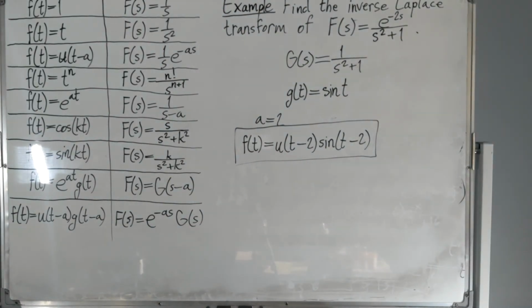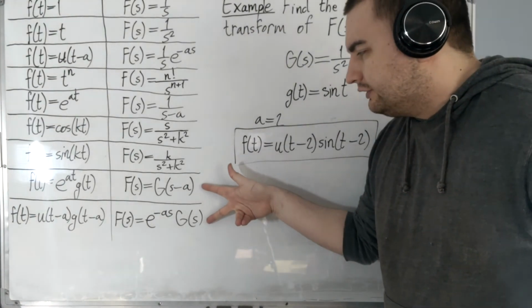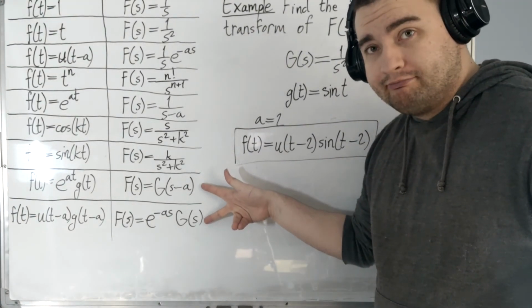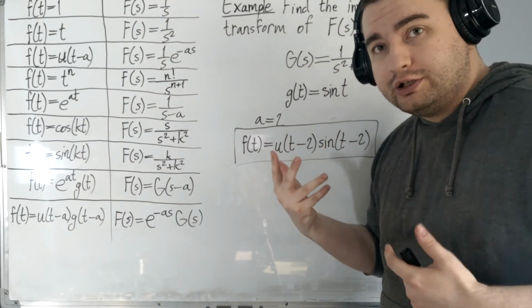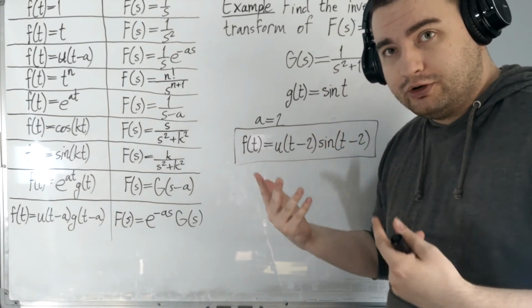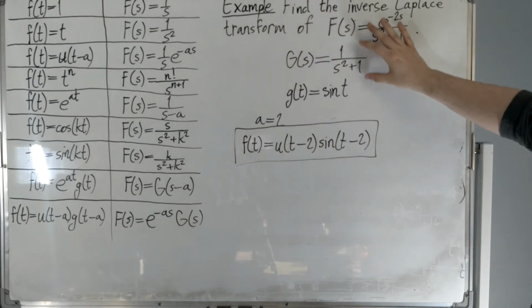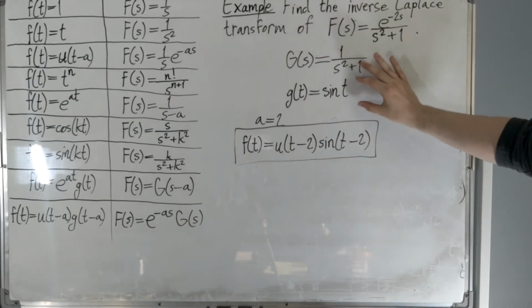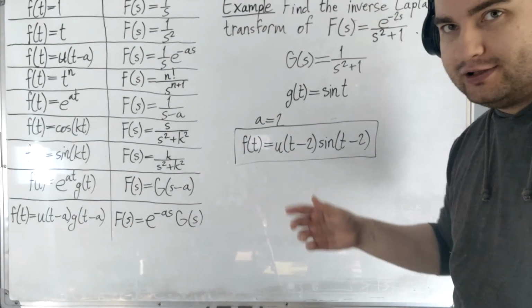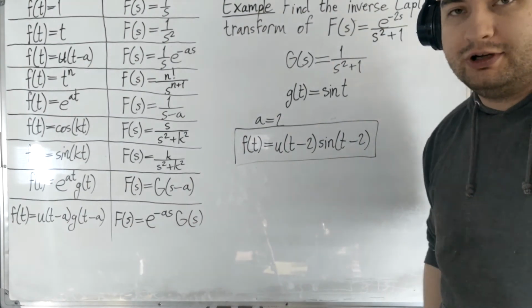Okay. Typically, these two rules are the hardest. They require the most concentration just to make sure that you're getting everything correct. That's why I really needed to write down G of s equals this thing, and g of t equals this thing, and a equals 2. It's because I couldn't do it all in my head. Okay?